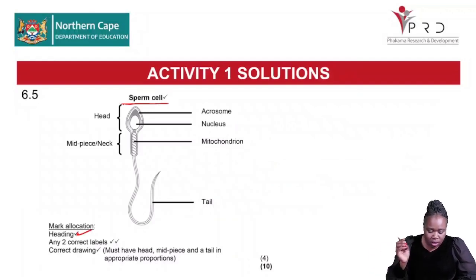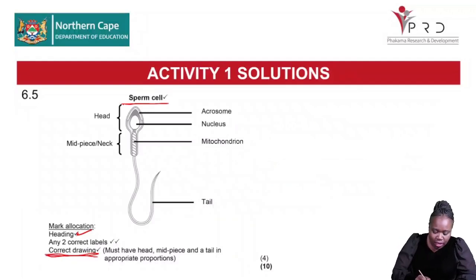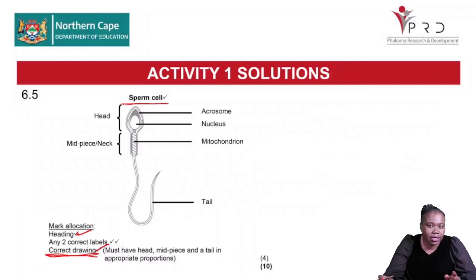Right. Next, you have correct drawing. They said draw a sperm cell. Is your drawing a sperm cell? Before we even look at the labels, is it a sperm cell? If yes, then you get another mark. Right. Then the next 2 marks are for any 2 correct labels. Sometimes it could be 5 marks, which means you would be expected to give 3 or more labels. Now, give all the labels and then you will see which mark you get. Don't say, okay, if it's 4 marks, it means 1 mark is for the heading, 1 mark is for the correct drawing, and I'm only going to give 2 labels. Give all of the labels and then you will get all your marks.